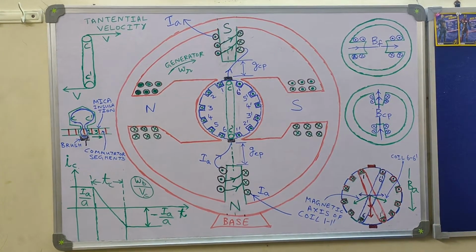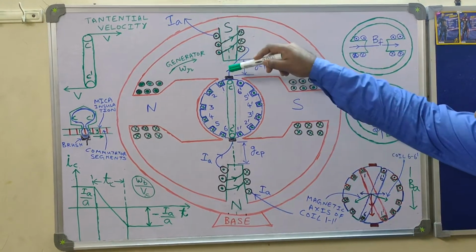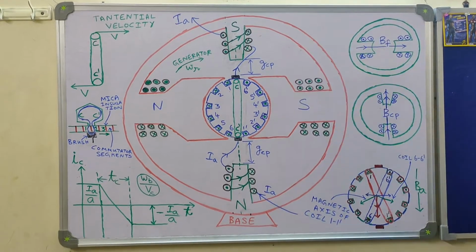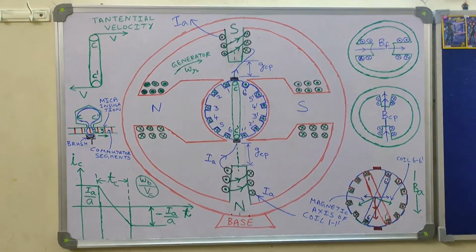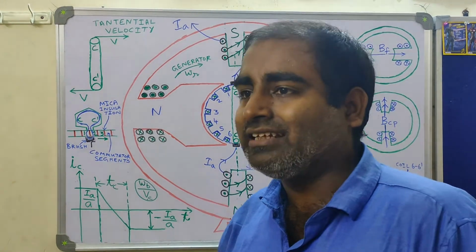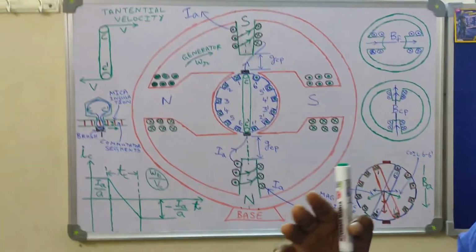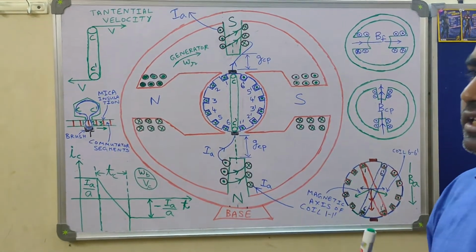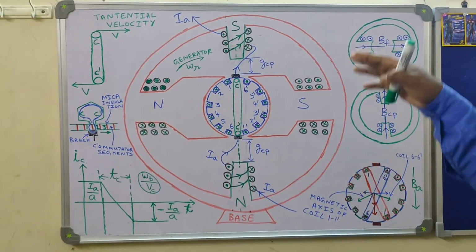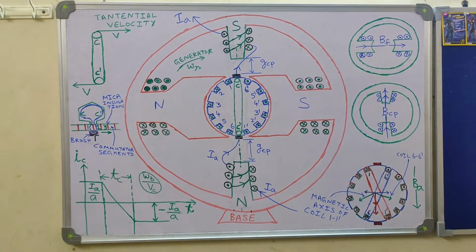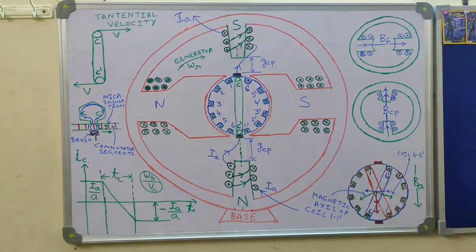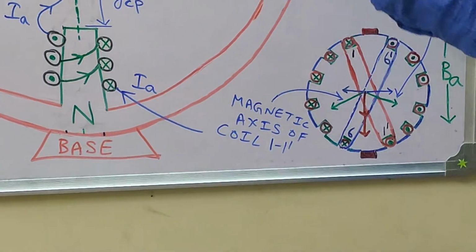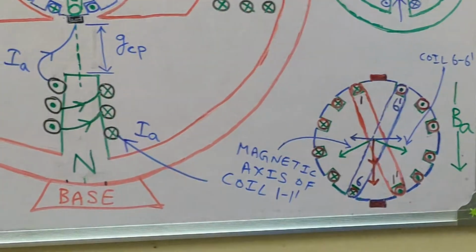By distributed winding we mean that if you find the magnetic axis of the 6 coils, like 1 1 dash, 2 2 dash, 3 3 dash, we will find that the magnetic axes of the 6 coils are not aligned in space, rather they are separated in space. The spatial orientation of the 6 armature coils will not be aligned. You can just cross-check here for the sake of clarity.